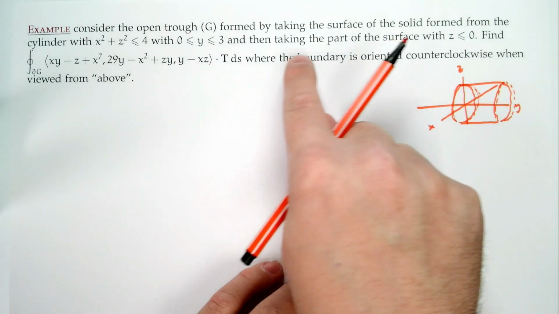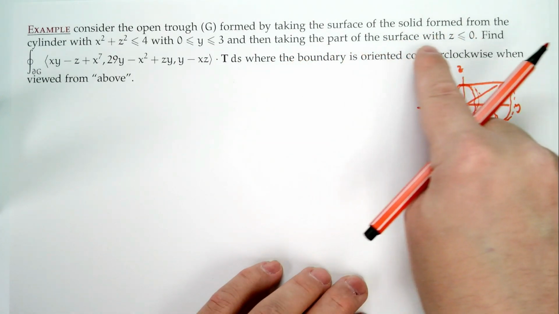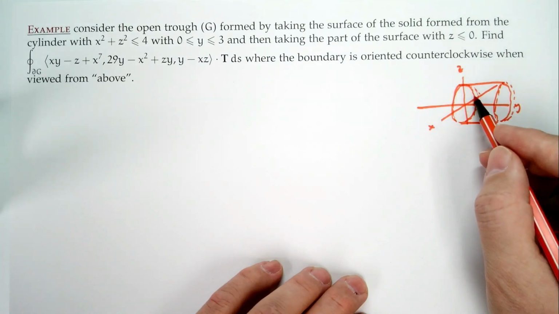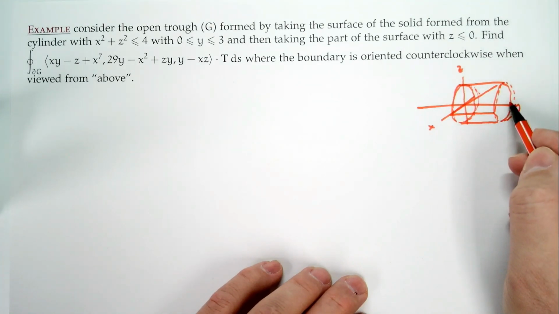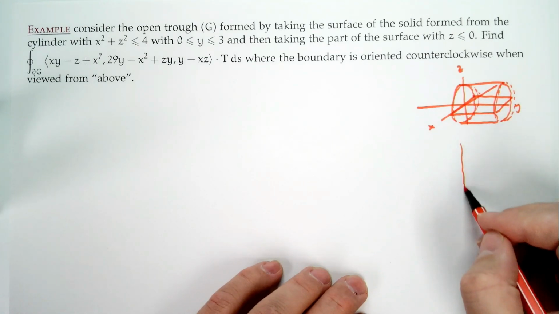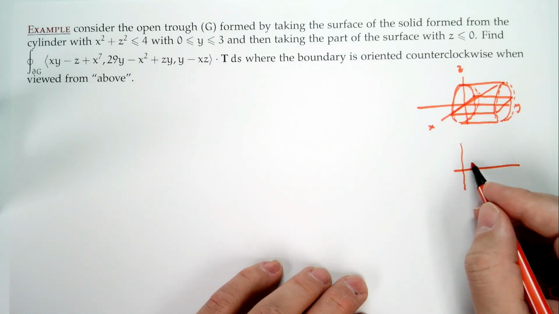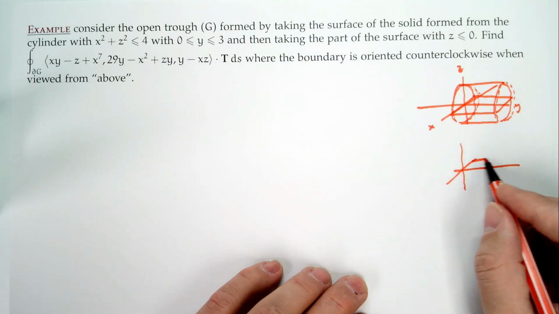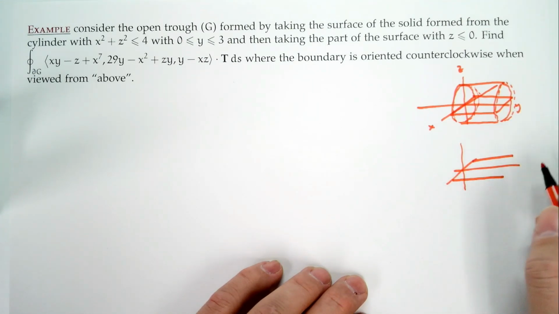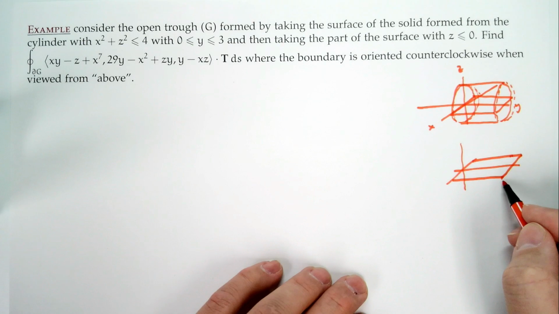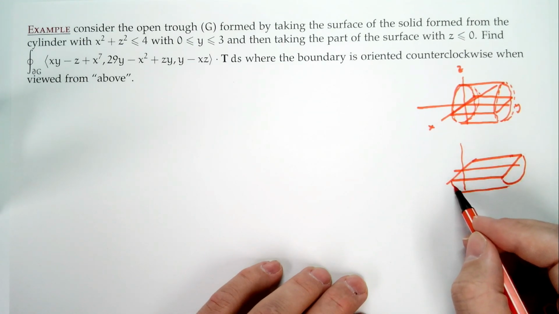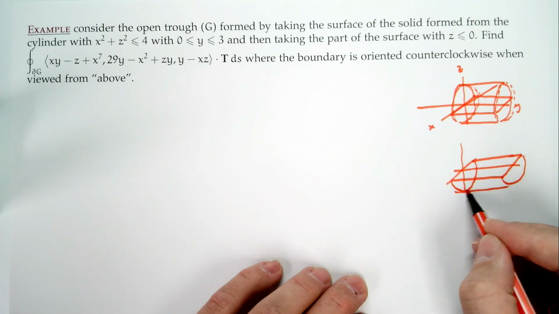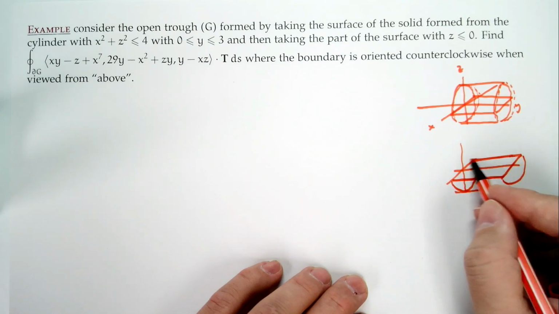But then it says, take the part of the surface with z less than or equal to 0. So it's like we're cutting it, and we're only keeping the part that's below. So what we end up with looks kind of like the following. We have this top part here, and then there's this bottom. All right, so there we go.